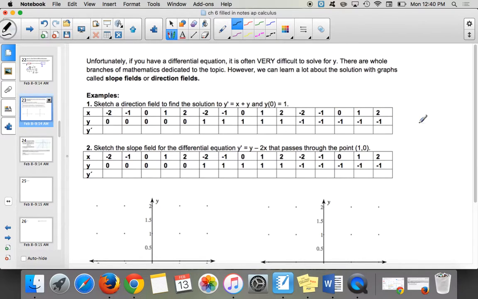And it says sketch a direction field to find the solution to y prime equals x plus y and y of 0 equals negative 1. So let's do a little bit at a time. It's saying for this problem, y prime is equal to x plus y.